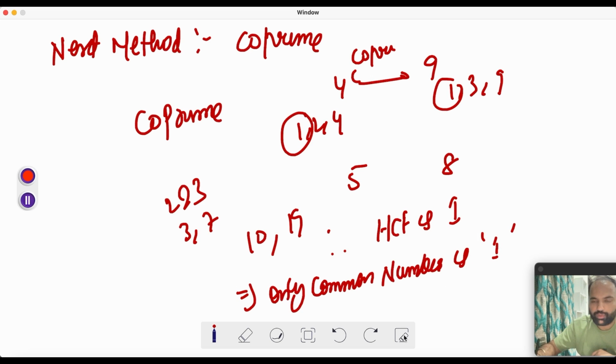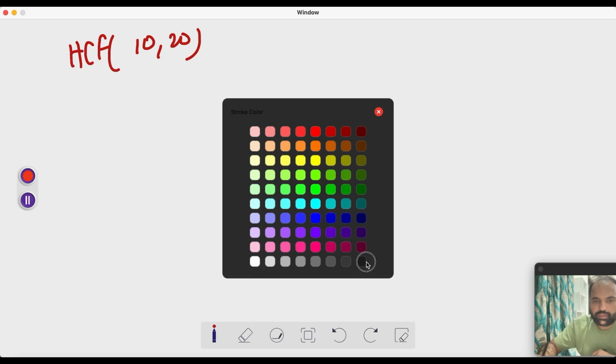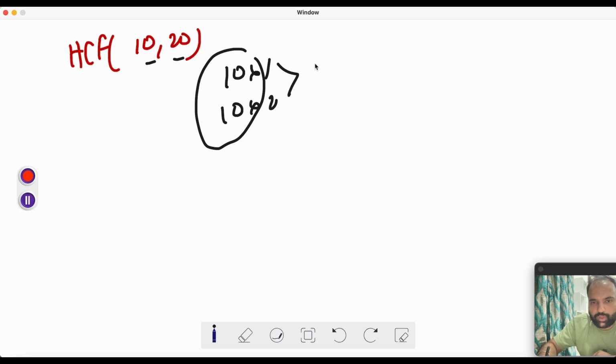So we'll see how it works. Let's say we need to find the HCF of 10 and 20. How can we express this set of numbers in different ways? This is one way we can do it. Now 10 is common, and 1 and 2 are co-prime to each other because they have nothing in common apart from the number 1. So we can say 10 is our HCF.